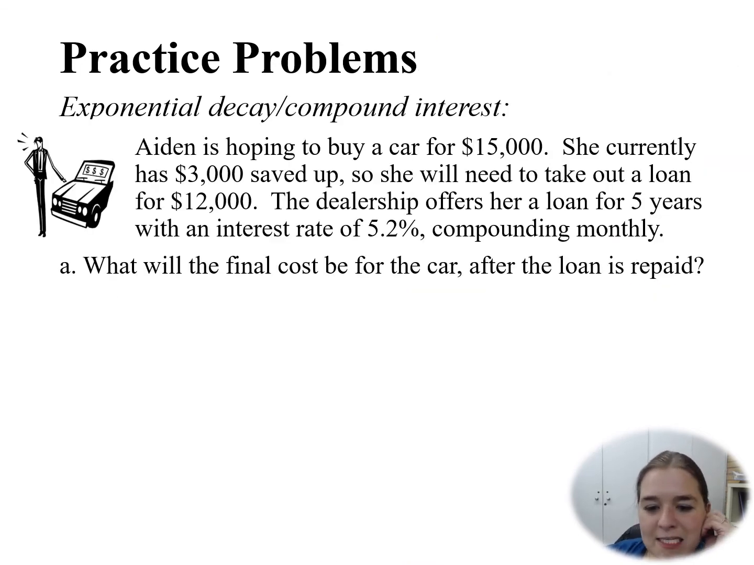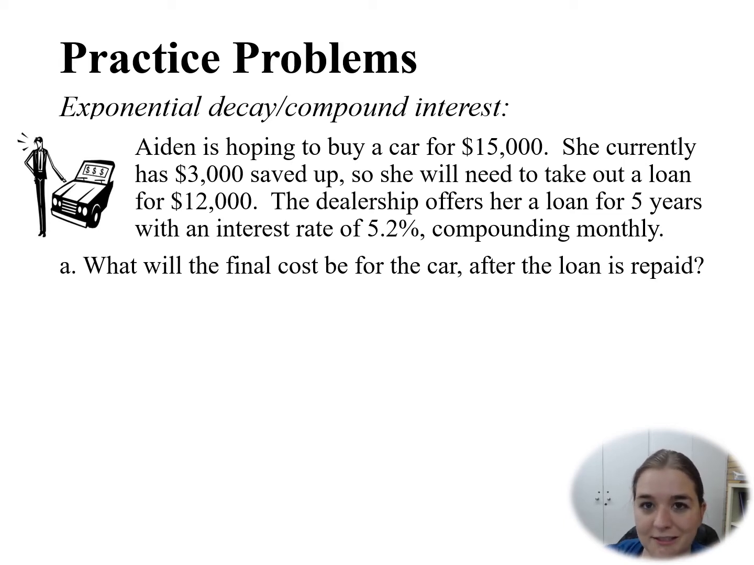Well, now for this next part, we're going to talk about both exponential decay and compound interest. So I want to think about those two different equations that I'm working with in this lesson. Aiden is hoping to buy a car for $15,000. She currently has $3,000 saved up, so she'll need to take out a loan for $12,000. The dealership offers her a loan for 5 years with an interest rate of 5.2% compounding monthly.